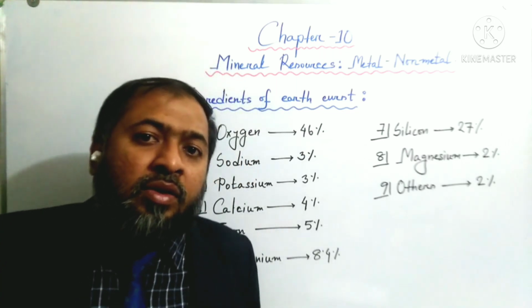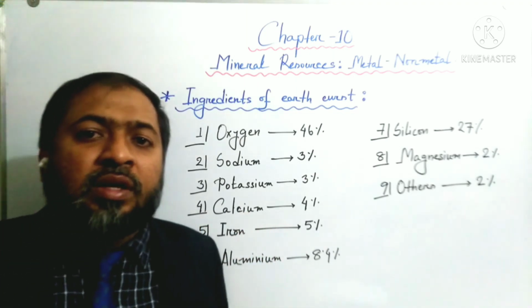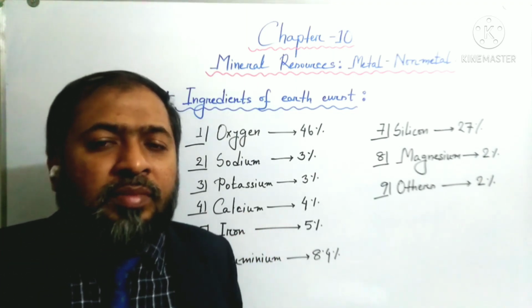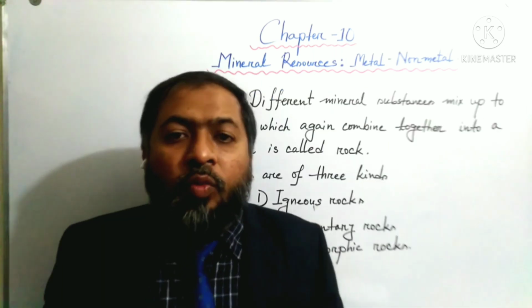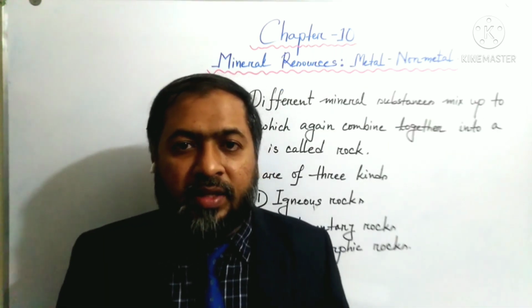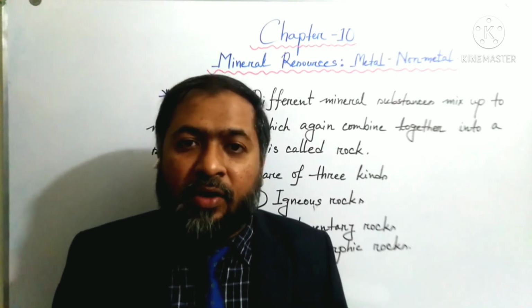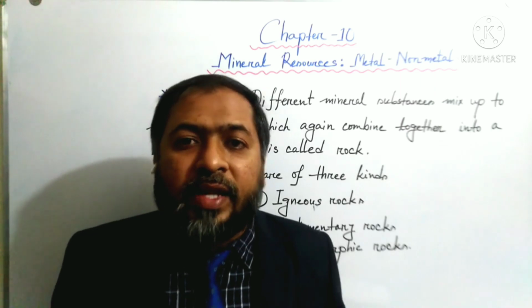These are the materials which contribute to form the crust of the earth. One of the most important substances which are available on the surface of the earth is rock, from where we can extract metal and non-metal. So, what actually are rocks?